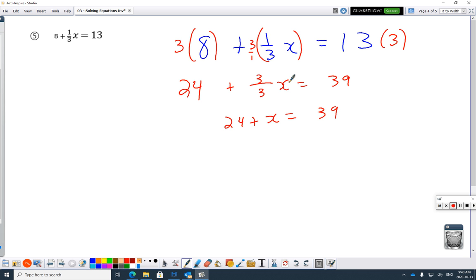X is not by itself here. It has 24 added to it. How do I get rid of adding 24? So I got to subtract 24 from both sides. And I get x equals 50.